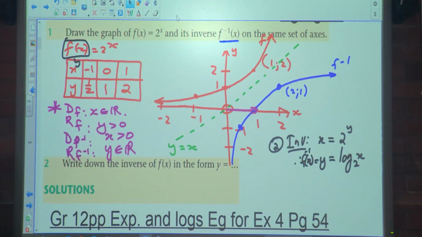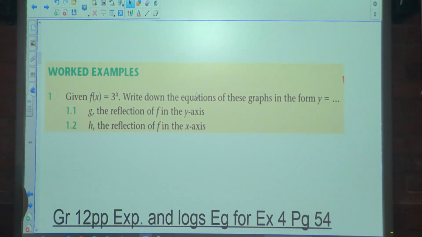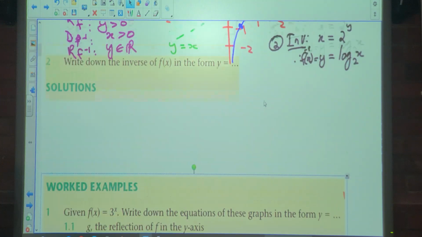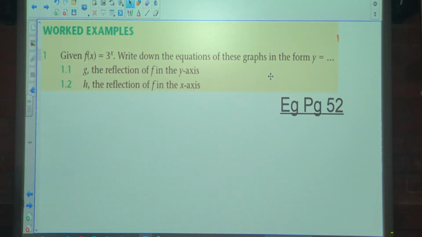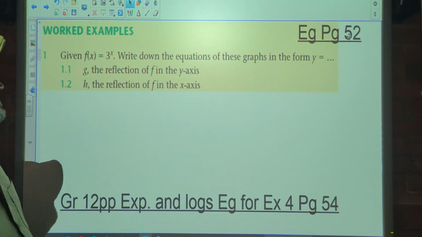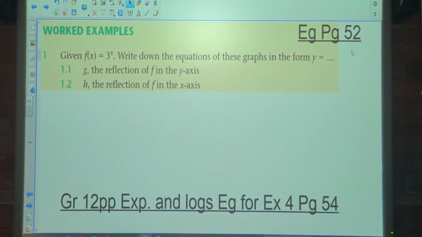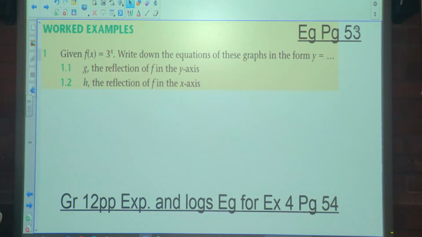Okay. As I said, this question was not asked. Look at the worked example on page 50. Here we are told, given f of x equal to 3 to the x, write down the equation of these graphs in the form y equals.